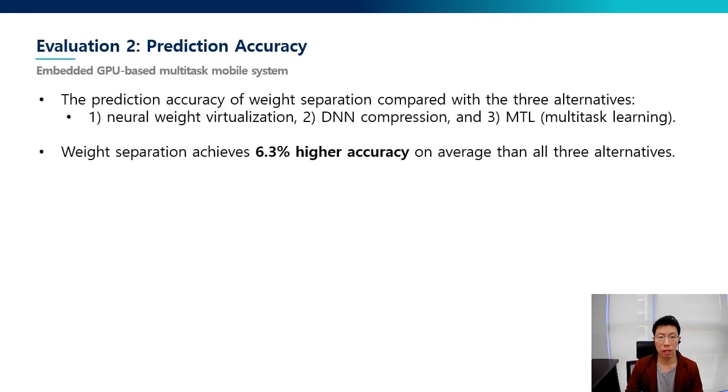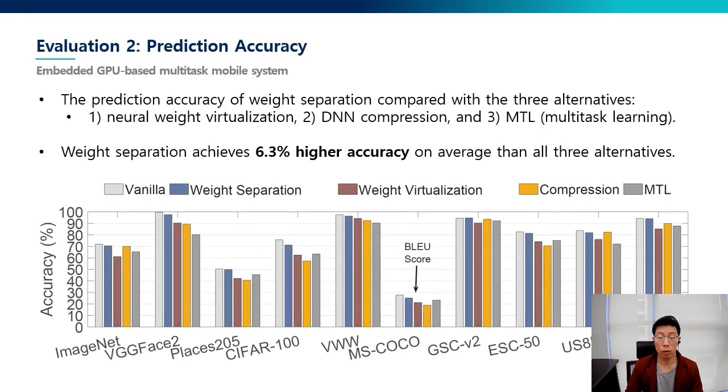For the embedded GPU multitask mobile system, we see a similar result. So here, the weight separation also achieves 6.3% higher prediction accuracy on average when compared to all three alternative methods.